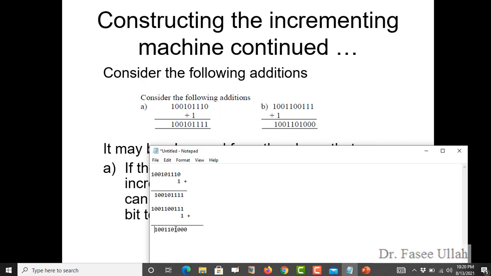So this is how we can construct the incrementing machine using the complements or ones complements. Hopefully you understand how we can implement the increment machine using the ones complement and binary addition once we have similar inputs.